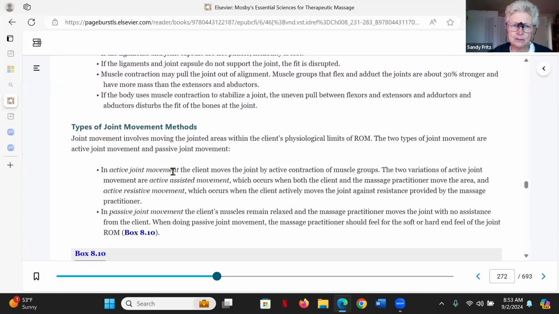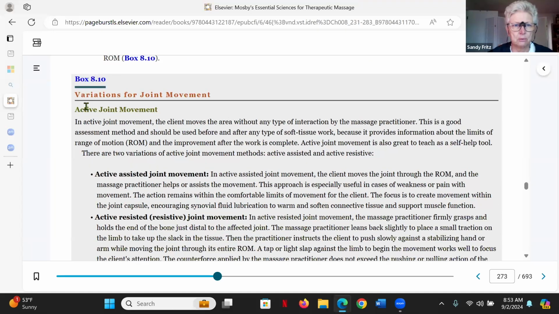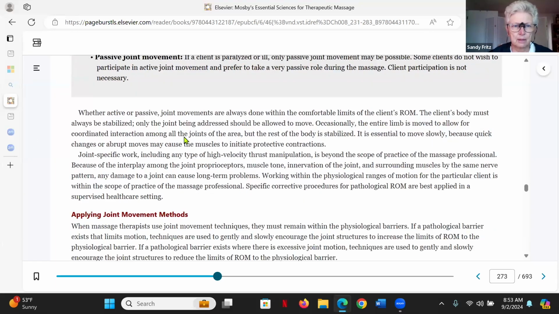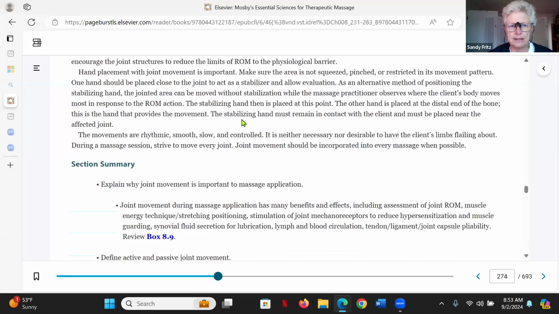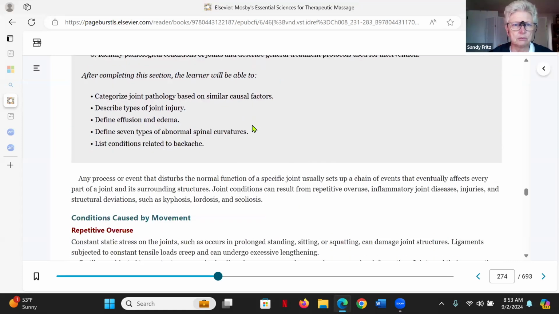Talks about active joint movement, active assisted, resisted, passive. These are terms you need to know. So the box slows you down. And then how are we going to integrate that into massage? And then here's the specific pathological condition of joints.